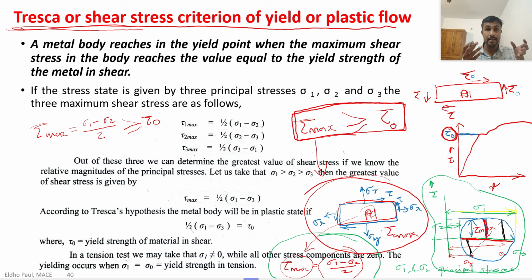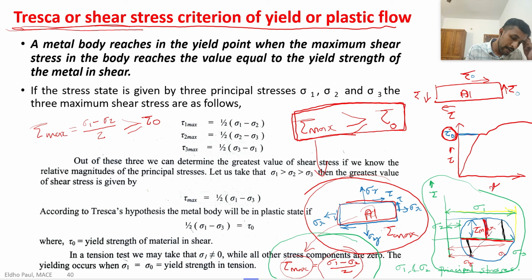We can draw the Mohr circle in 3 dimensions also. This is a 2-dimensional Mohr circle. We can draw the 3-dimensional Mohr circle also, but you may not be familiar with it. That is why I explained how tau max is equal to sigma 1 minus sigma 2 by 2 using a 2-dimensional, or plane stress, Mohr circle. If we draw a 3-dimensional Mohr circle, we get 3 tau maximum. Here we have only 1 tau maximum.